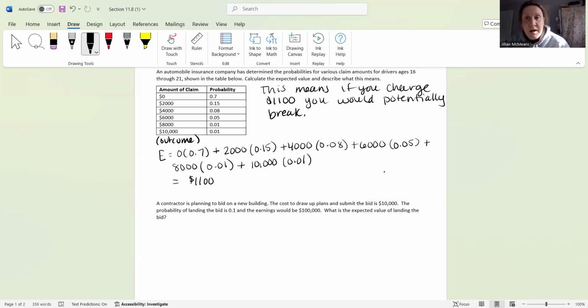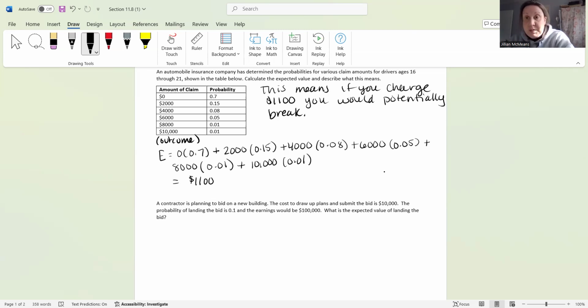This is all kind of like a game of chance. We're taking these probabilities. It doesn't mean the probability of a $0 claim is exactly 70%. It just means looking at the history of these drivers and looking at payouts over years and years and years of research and of data, we could expect that the payout of $0 has a probability of 70%.